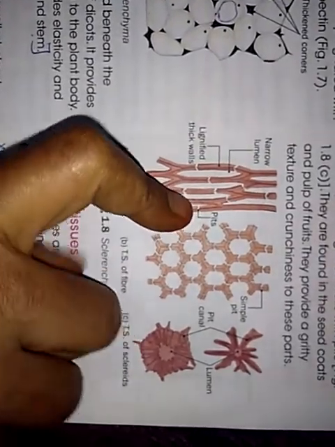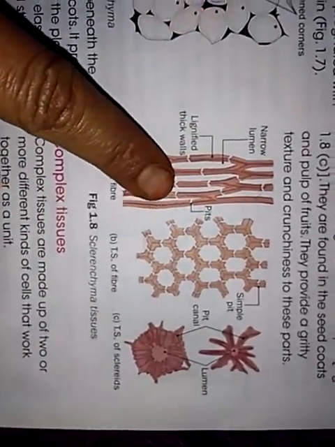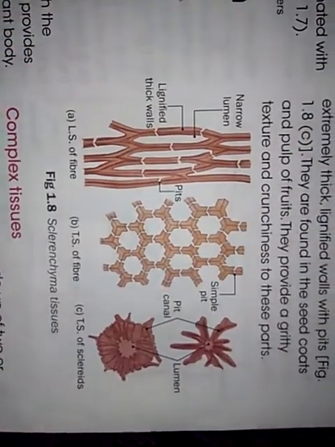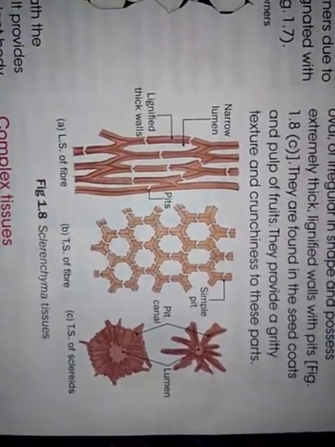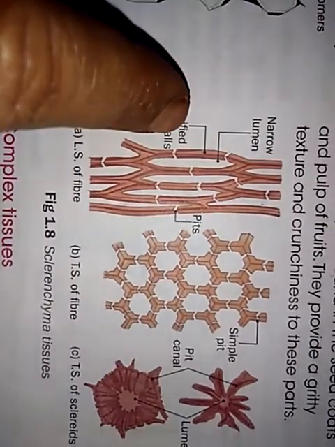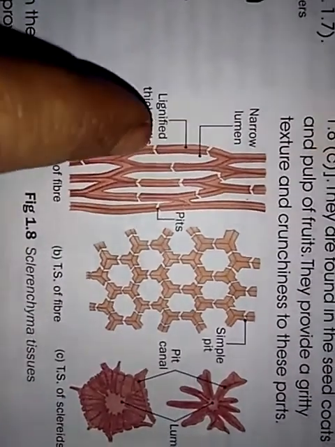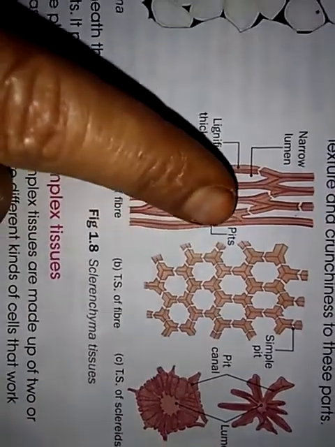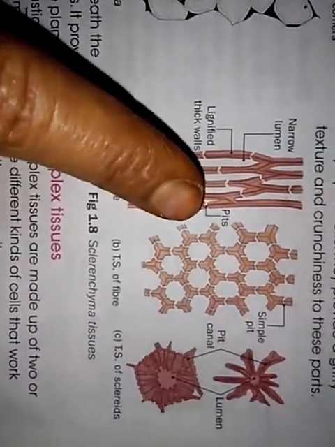What is the use of sclerenchyma tissue? It gives mechanical strength to the plant body. For example, in our body, which gives strength to our body? Bone. Yes or no? Bone only gives strength to our body.